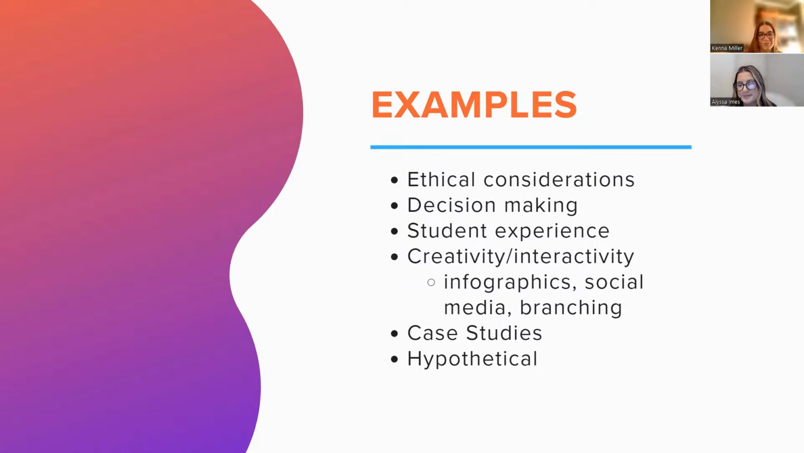Instead of just, oh, what's the definition of XYZ? Do you agree with that? Just those basic questions. They're not going to get a whole lot from that.